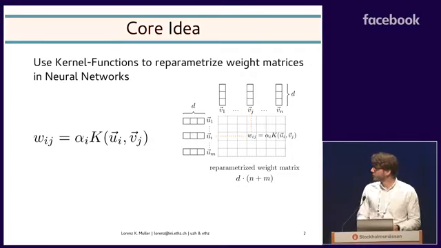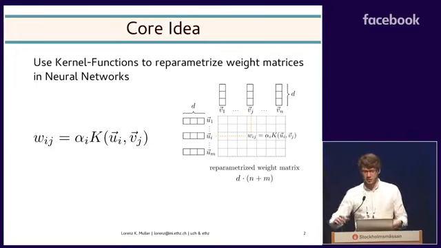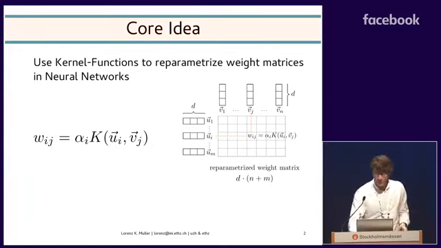If you want to know the weight that connects two neurons, like an input on the left and an output on top, you usually look up the corresponding entry in your matrix. Here, what you do is you go to the left and find your little vector u_i that has length d, and your little vector v_j that also has length d, and you feed them into the kernel, you scale by alpha_i, and you get your weight. Why would you want to do this?